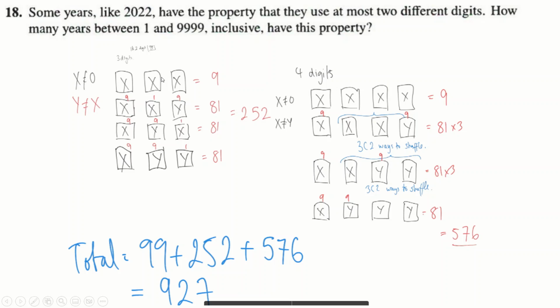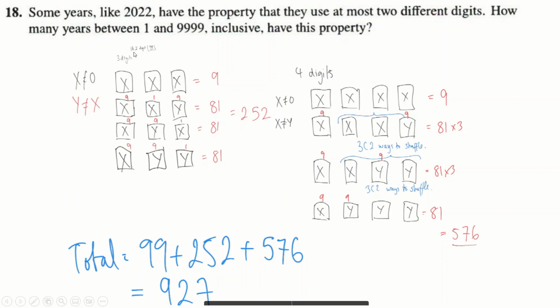So okay, some years like 2022 have the property that they only use at most two digits. So this number is only using the digits 2 and 0. So okay, how many years between this have this property? So I'm essentially looking to discount any number that has 3 or 4 digits in it. I only want at most 2. It can have 1 digit, because that counts as at most 2. It can have either 1 digit or 2 digits, but not 3 or 4.